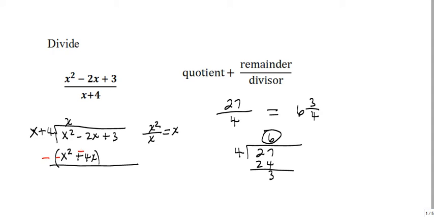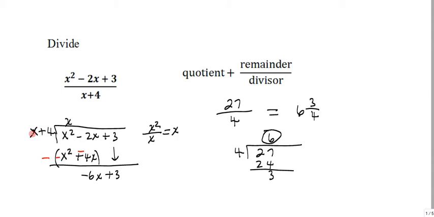So that's going to change. That was a plus x squared. Now it's a minus x squared. That was a plus 4x. Now it's going to be a minus 4x. And now I combine the like terms. X squared minus x squared, it's gone, cancels out. Negative 2x minus 4x is negative 6x. Bring down that plus 3. And we begin the process again.